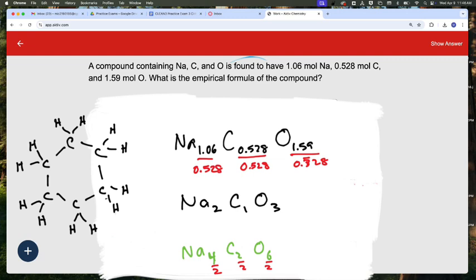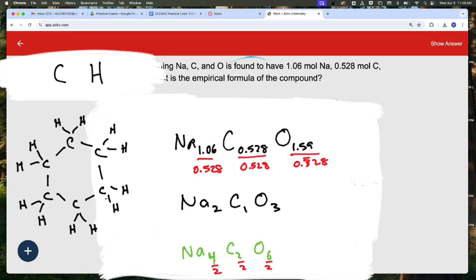What would my formula be? What elements are present? Try that first. Okay. Carbon and hydrogen. How many carbons are there? 6. How many hydrogens are there? 12. That is now a proper molecular formula. Is that an empirical formula? The empirical formula is the reduced ratio. Can I make that smaller?